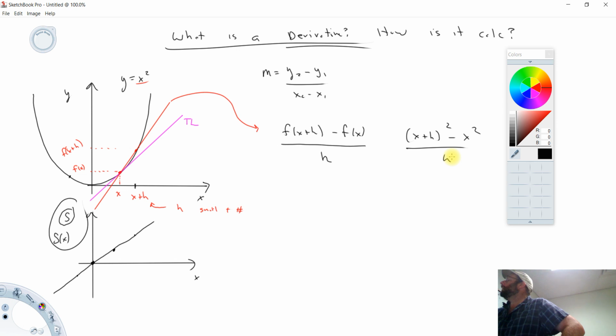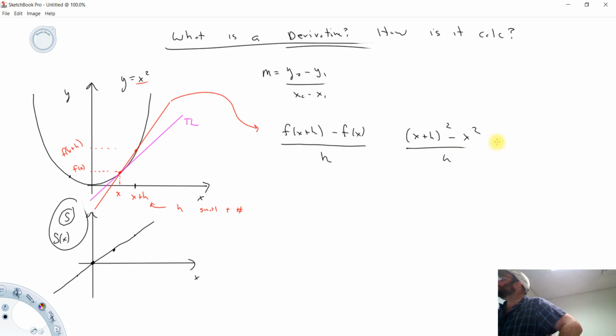So what we have here is that our slope that we're looking for, I'm just going to call it m, is approximately equal to this, and we're going to mess around with it here in a little bit. I'm going to go back to this more general form here, though. If we now think about h getting smaller and smaller, and this is a really important fundamental concept of calculus.